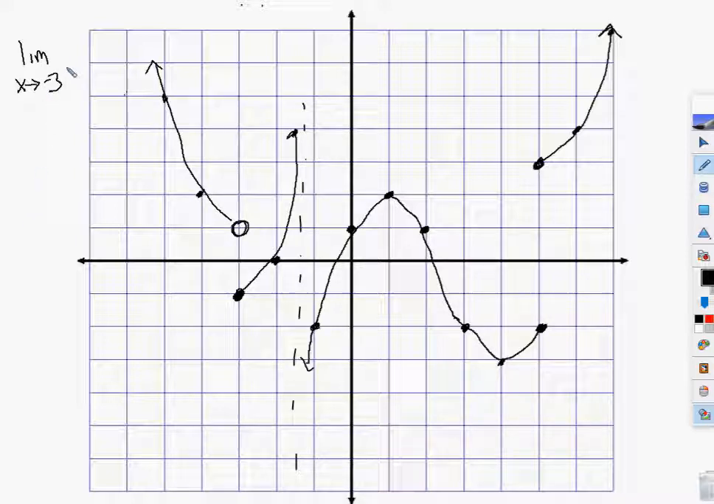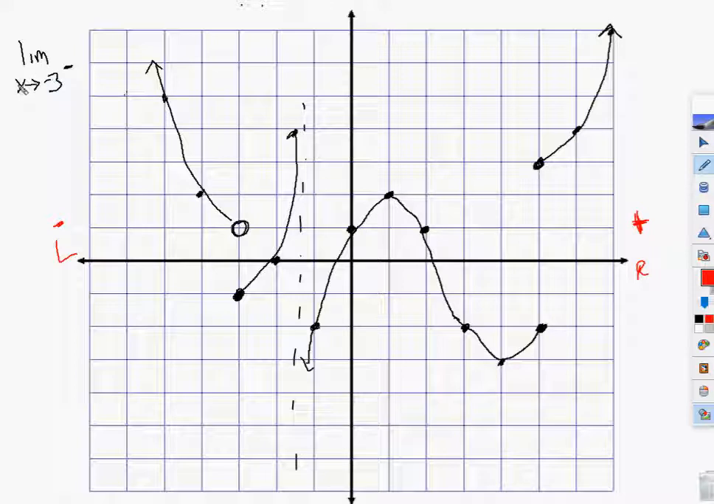And now I'm going to put a little symbol here to indicate which side. From the negative side, so from the left-hand side. That means I'm going to get close to negative 3, but I'm going to approach from the negative side. So I'm going to come from this side right here. This is the negative side. Over here, the right-hand side, this is the positive side.